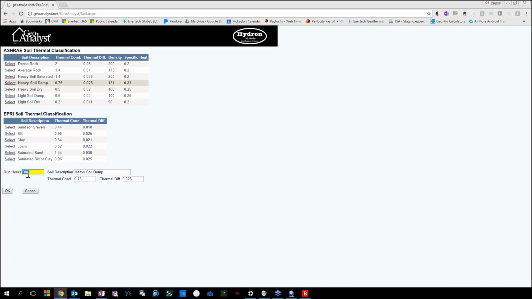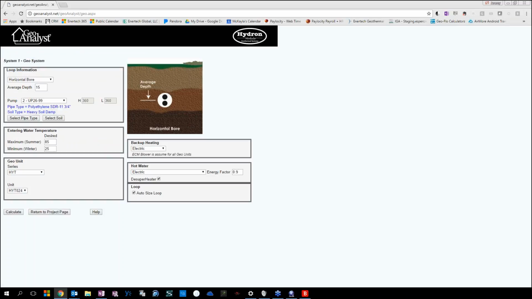I'm just going to make a side note: don't change those run hours. For now, let's always leave those at 300. That basically is 12 days of constant running on this system. So the system's going to run for 12 days straight at design conditions. It's using that 300 hours of steady runtime to calculate the minimum winter loop temp.